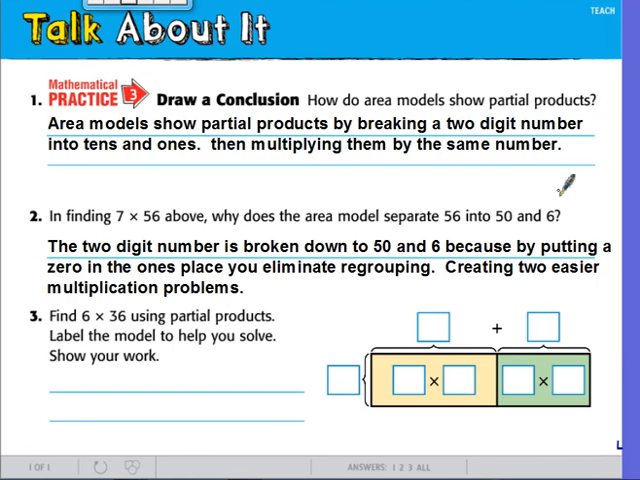Here we go. Now the last one says find 6 times 36 using partial products. Label the model to help you solve and show your work. I'm going to help you label the model, and then you're going to work on your own. Okay? Which number goes here? Class? 7. This is the problem that we are going to break down.